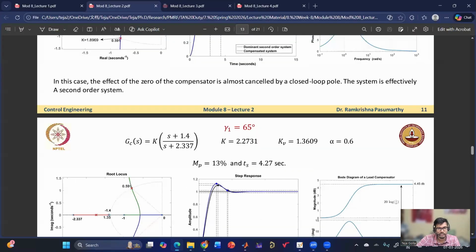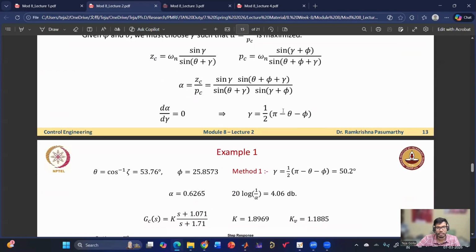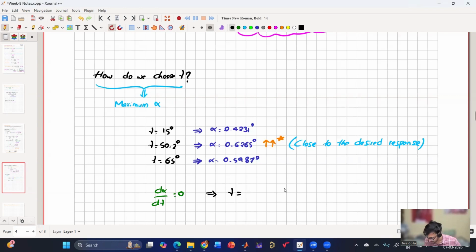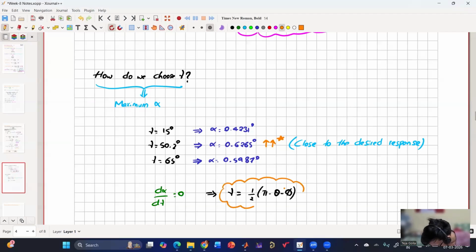So gamma value has come to this expression. Let me see what sir has given. Gamma is 1 by 2 into 180 minus theta minus alpha. So this is the gamma that maximizes alpha, and this is the gamma that we have to choose so that my response will be closer to the desired, because maximized alpha gives me the response which is close to the desired response.